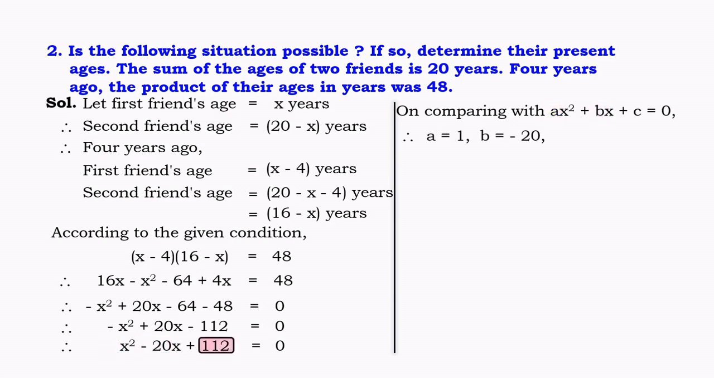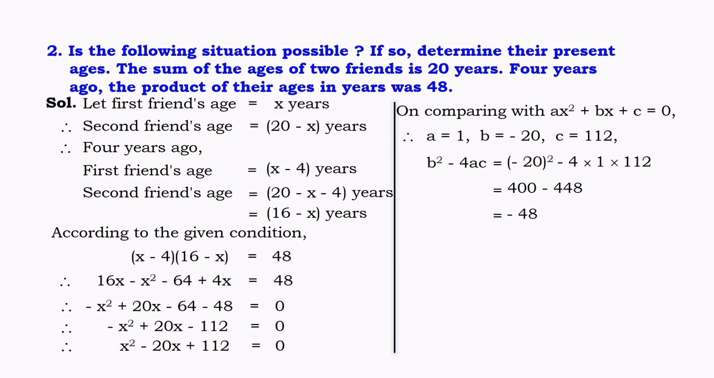Now let us calculate the discriminant. The discriminant is b squared minus 4ac. Substituting the values, we get (negative 20) whole squared minus 4 multiplied by 1 multiplied by 112. This becomes 400 minus 448, which gives negative 48.